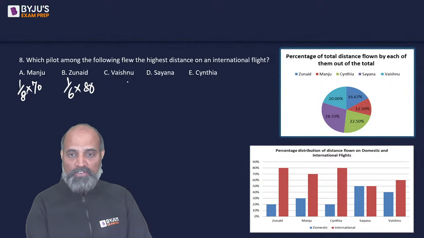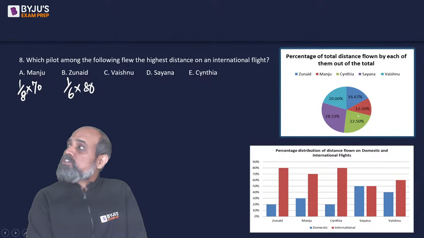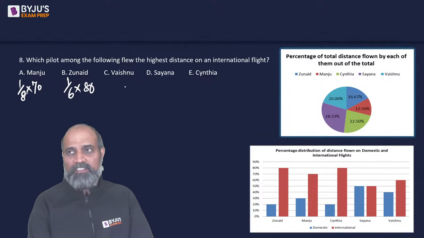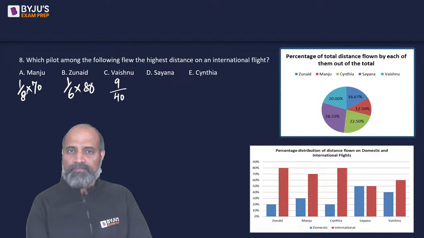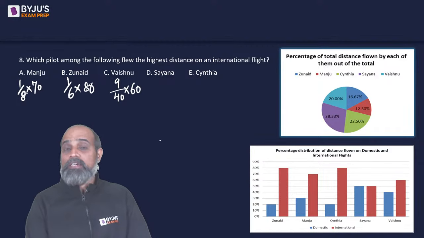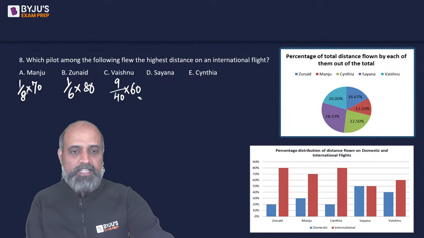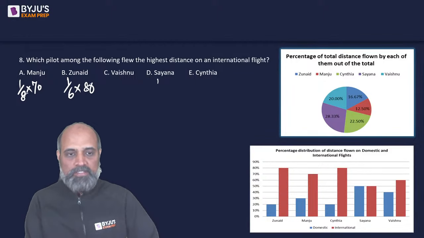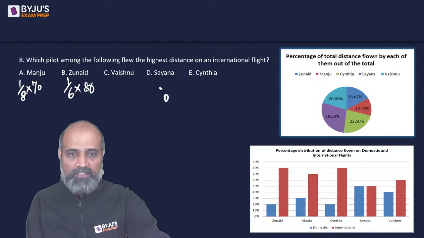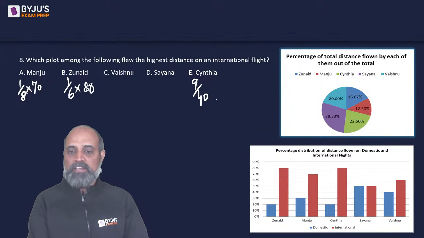If I talk about Vaishno, 22.5%, so 22.5 doubled is 45, doubled is 90, so 90% is 9/10, so 22.5% should be 9/40, right? 9/40 into Vaishno's total, which is 60. Sorry, this was Sayana, 9/40 is Sayana. Green one is, sorry, green one is Cynthia. Her options are jumbled up. Cynthia is the green one, and if you look at Cynthia here, this is into 80.